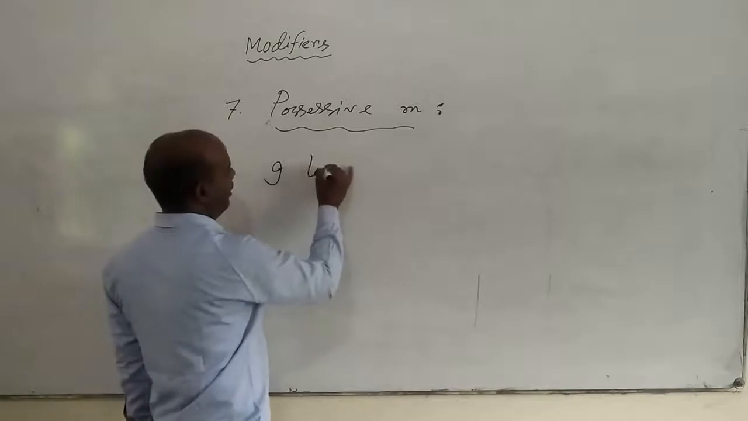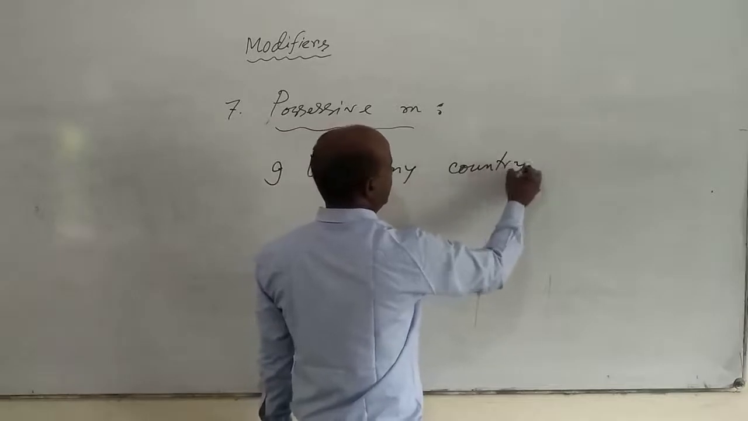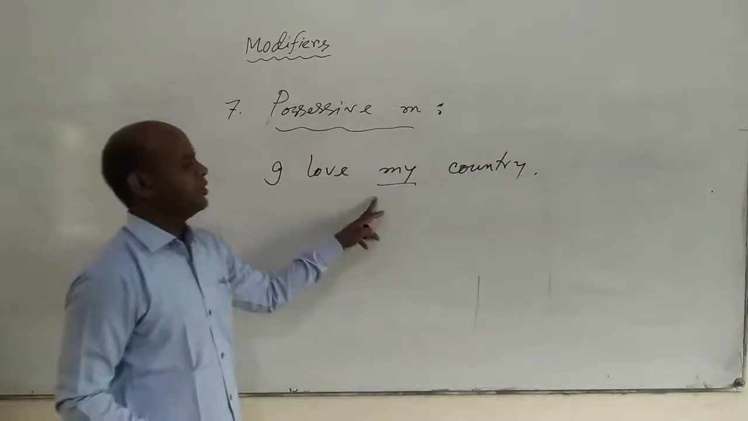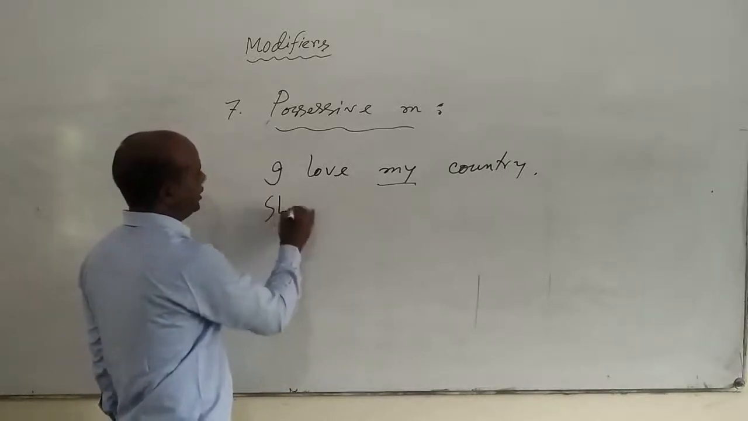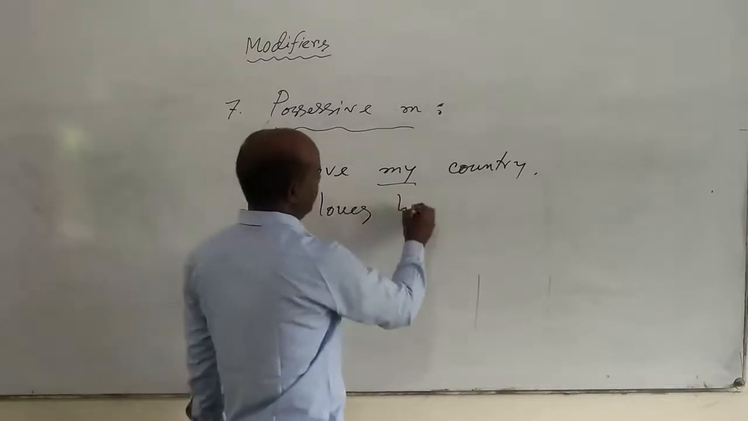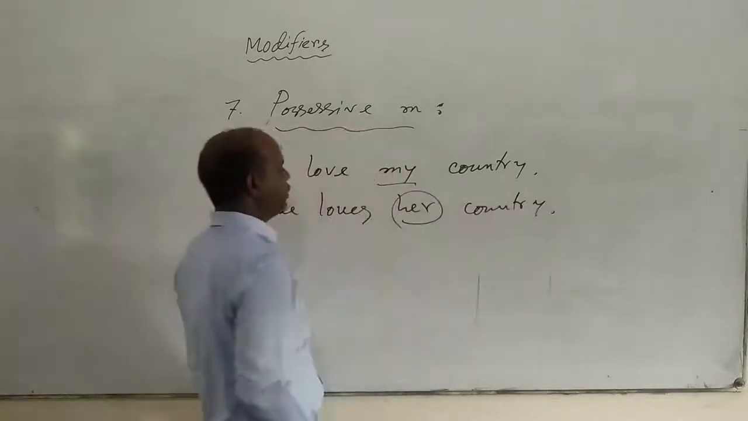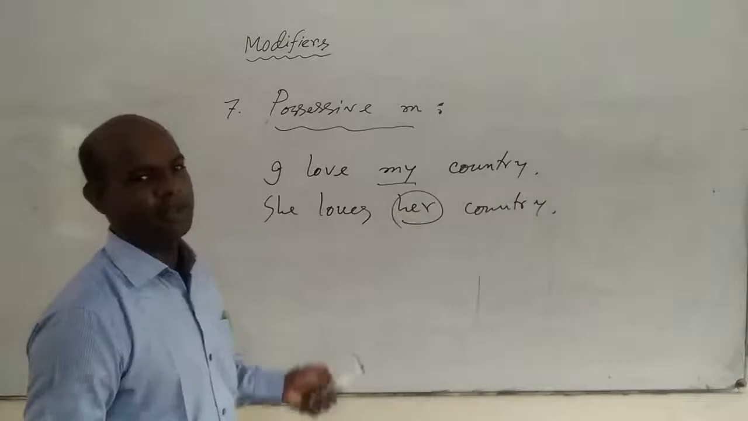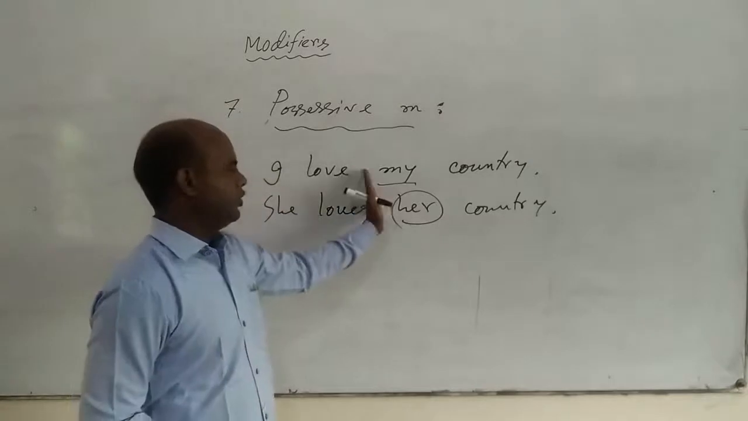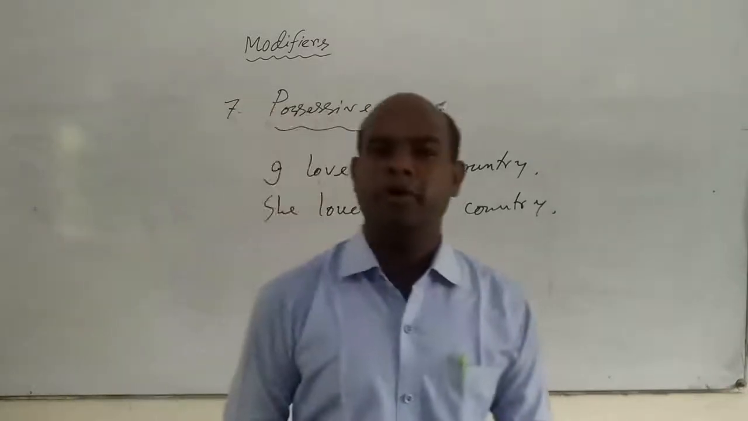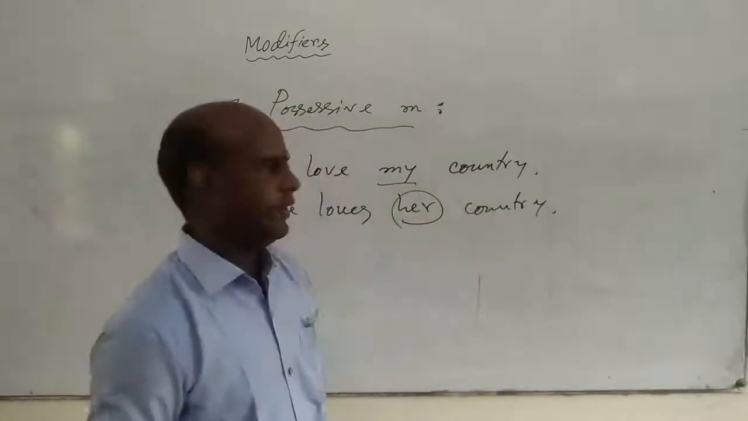I love my country. Here, my is a possessive modifier. If we say she loves her country, then her is also a possessive modifier. It is very easy actually. We just have to know the subject form of the pronoun, then we will use the possessive form of the pronoun. This possessive form of pronouns is a possessive modifier.